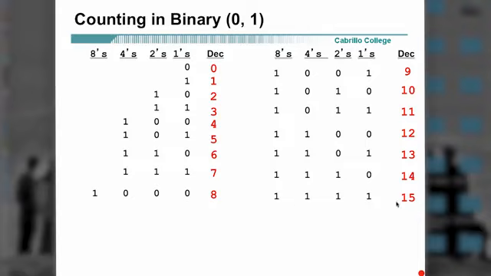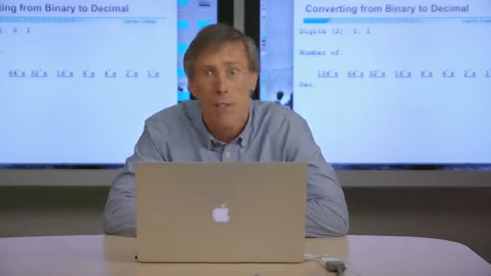So what would 16 be? You're right. 16 would be, we'd have another column over here of 16s. 2 times 8 is 16, so we'd have another column over here, and it would be 1 in the 16s column, followed by 0, 0, 0, 0. So let's look at how to convert from binary to decimal. It's very simple.